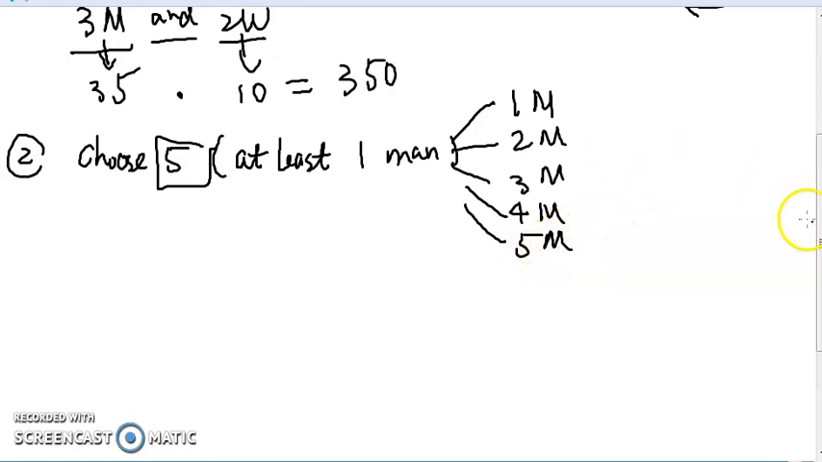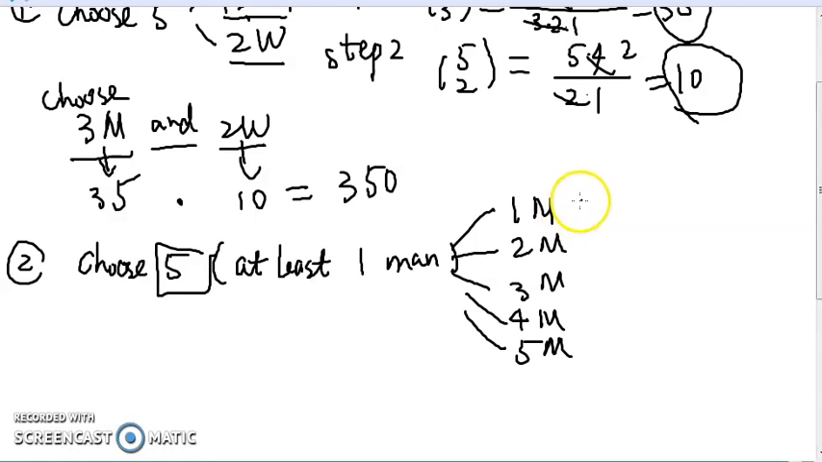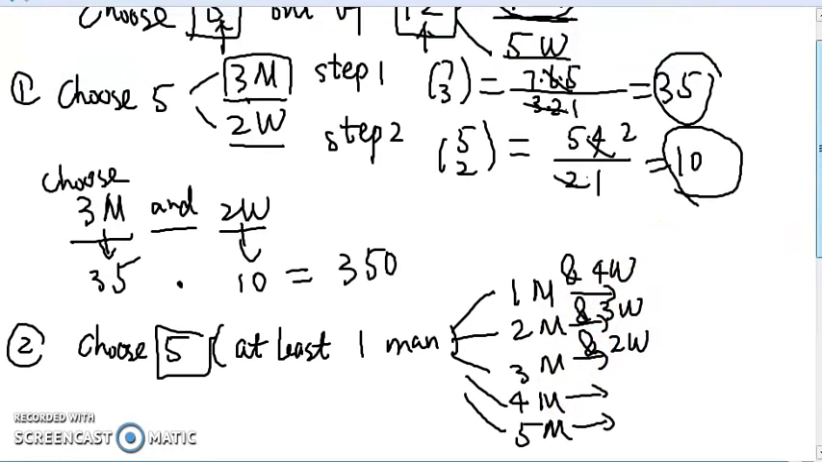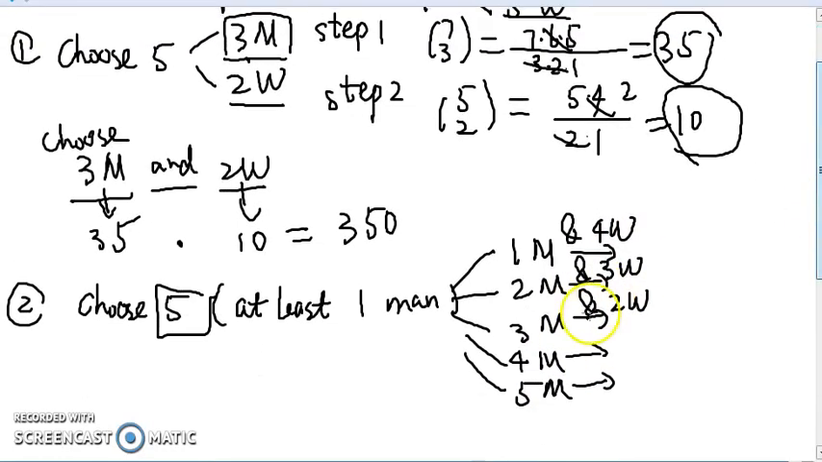Just like the previous example, where we had 3 cases, but in this one there are so many cases. Of course you can do it: 1 man. If you choose 1 man, you also have to choose 4 women because you need a total of 5 people. If you choose 2 men, then you need to choose 3 women. If you choose 3 men, then you have to choose 2 women. If you choose 4 men, then you have to choose 1 woman. If you choose 5 men, that means no women at all.